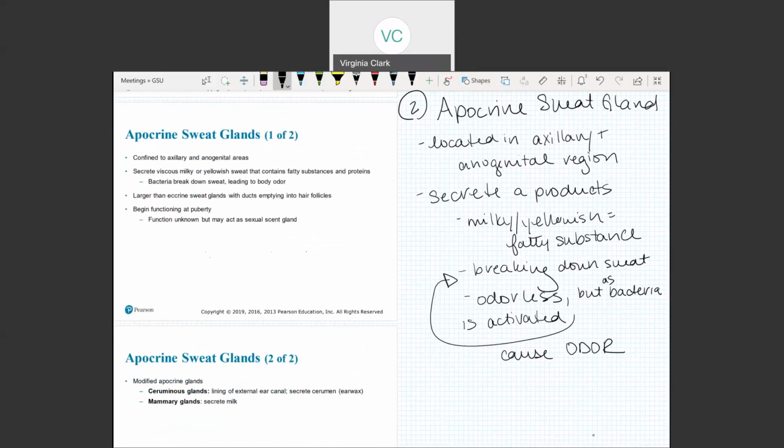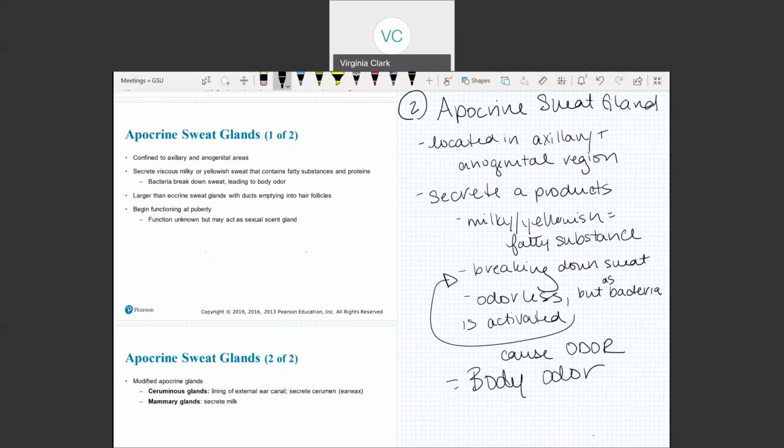So an apocrine sweat gland is essentially body odor. It's different than just straight sweating. It's happening because you secrete the product that's kind of milky or yellowish. It's a fatty substance, and it's odorless, but the bacteria will start to break down your sweat and other substances on the surface of your skin, and when that happens, it will lead to body odor.